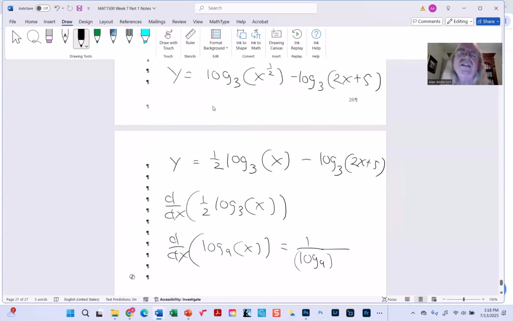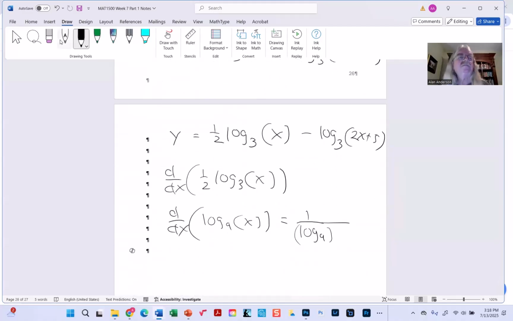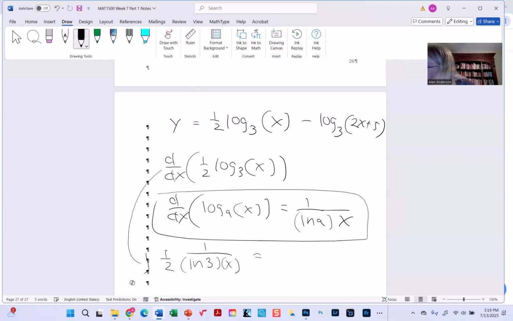Sorry, not log, natural log. I copied the wrong thing. Natural log a of x. Much better. So based on that rule, that implies that this one will be 1/2 times 1 over natural log 3 times x, or 1 over 2 log 3 times x.